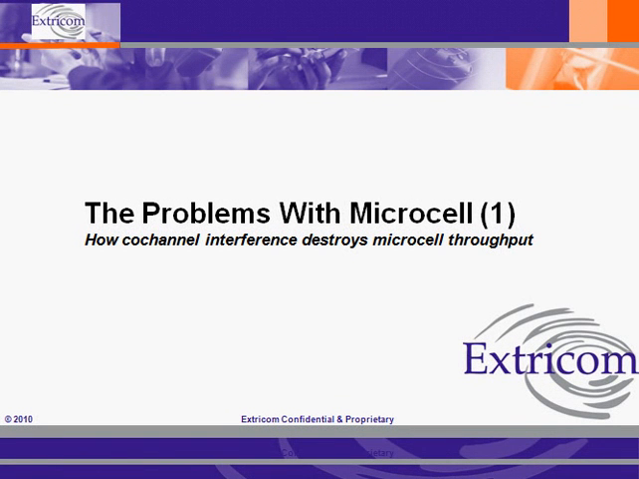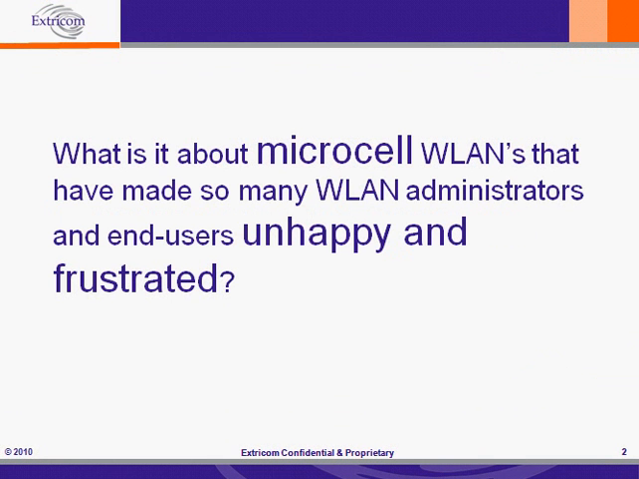In this video I'm going to talk about how co-channel interference destroys microcell throughput. It's the first of a series of videos that answers the question, what is it about microcell wireless LANs that have made so many wireless LAN administrators and end users unhappy and frustrated?